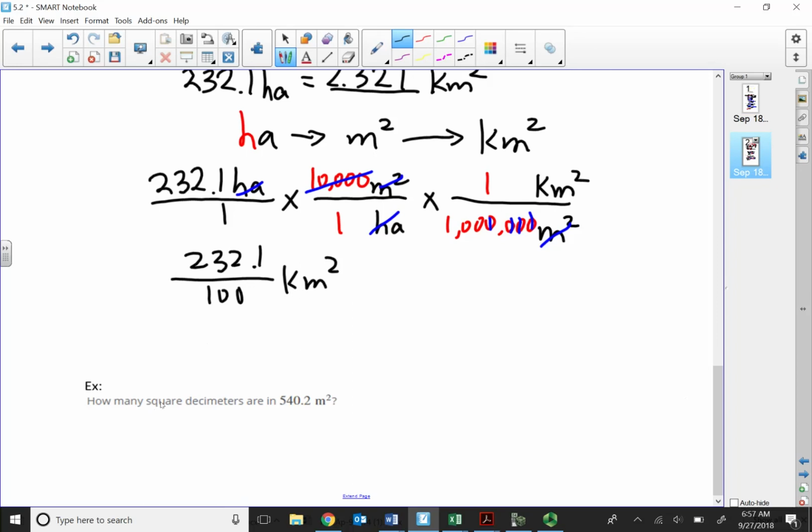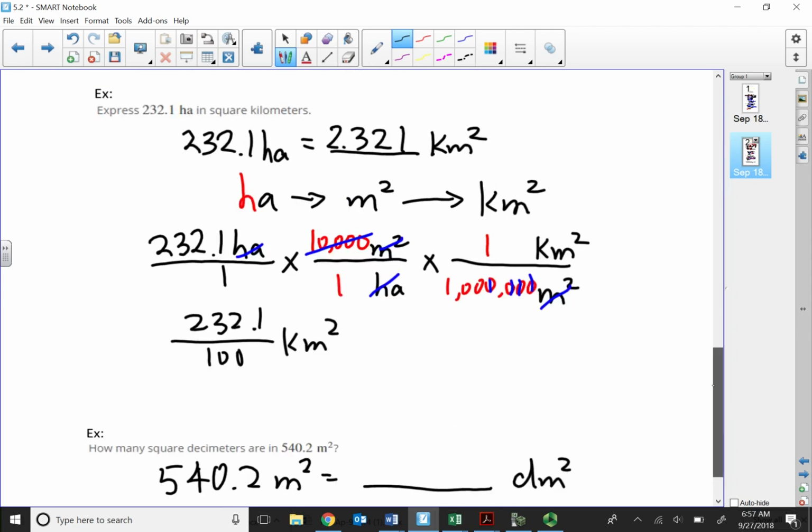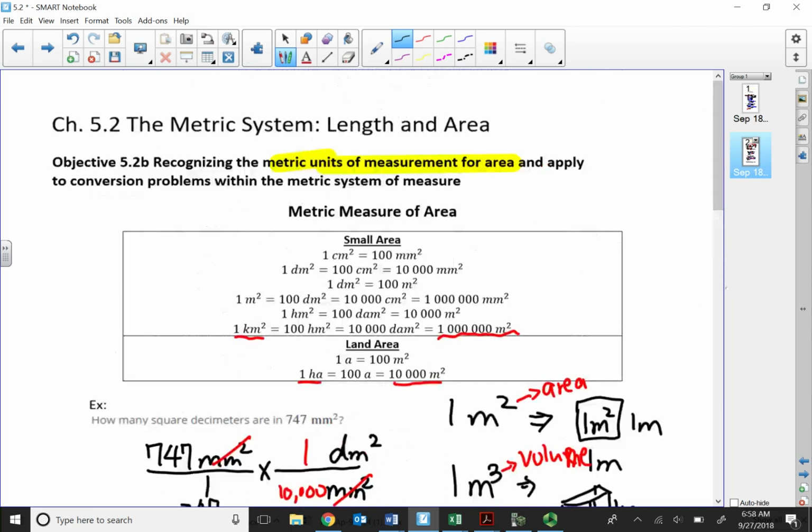All right, so this last one: how many square decimeters are in 540.2 square meters? So this problem wants me to convert from square meter to square decimeter. So let's see if I have a direct path to get there. Square meter, square decimeters. Right here, square decimeter to square meter. So that's 1 to what? 1 to 100.